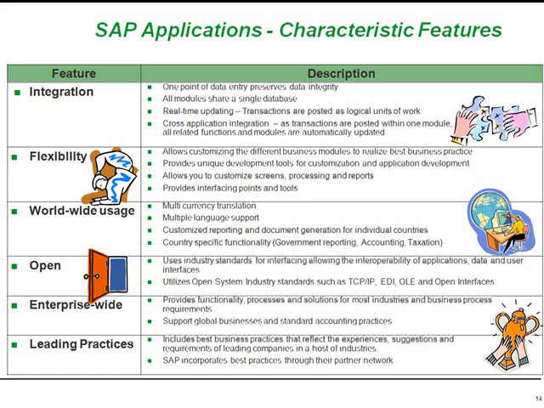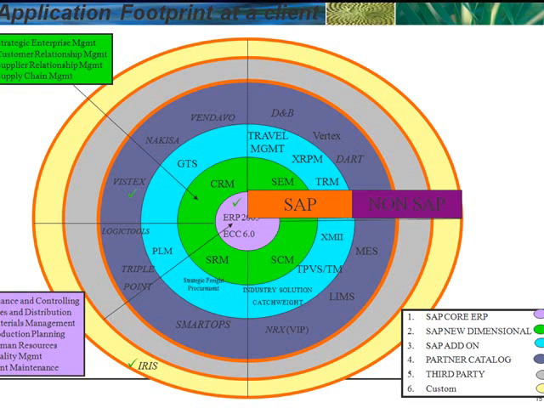This is a very important slide to understand benefits of SAP or an ERP product. Integration, all the modules are connected, all departments are connected. Flexibility, it allows you to customize the software for your needs. Allows you to do worldwide reporting, multi-currency translation, multi-language support. It allows you to connect to different third-party softwares. It is used across the enterprise, and it also incorporates the leading practices across the businesses that operate in this world.